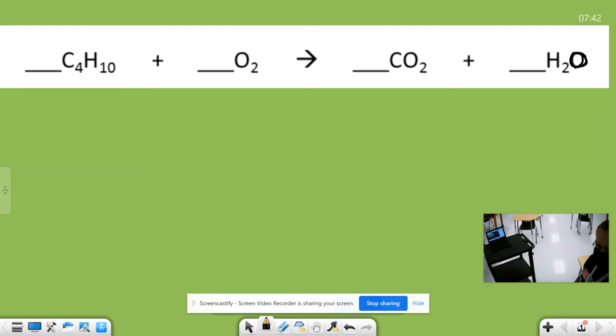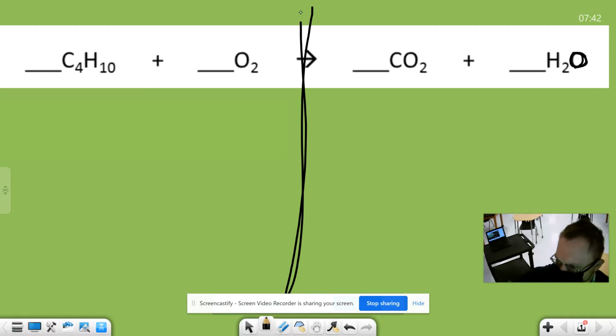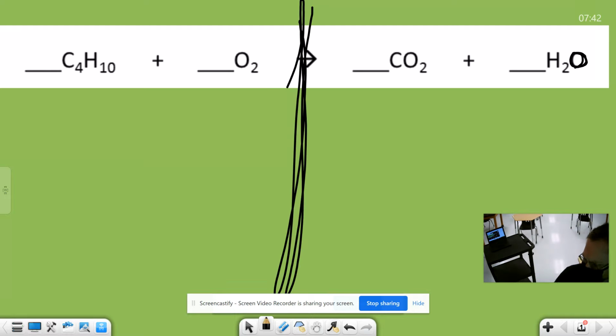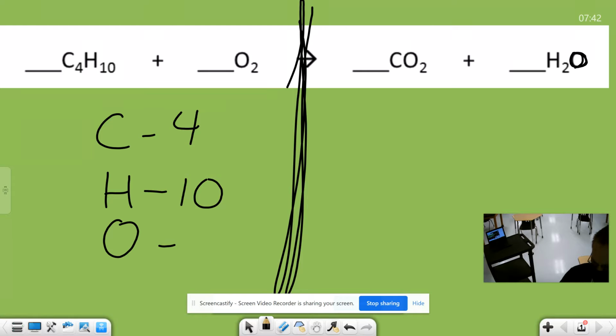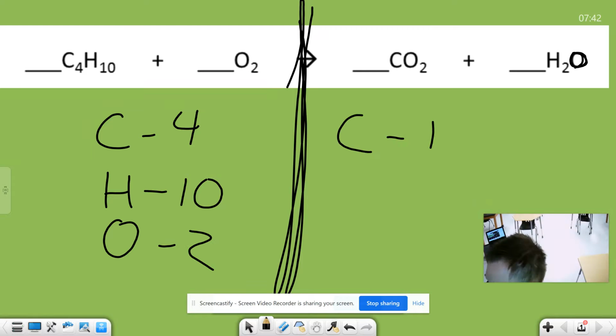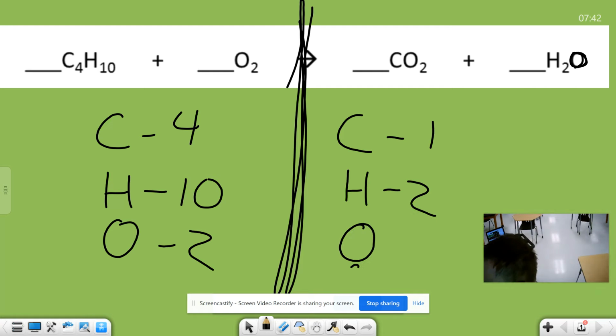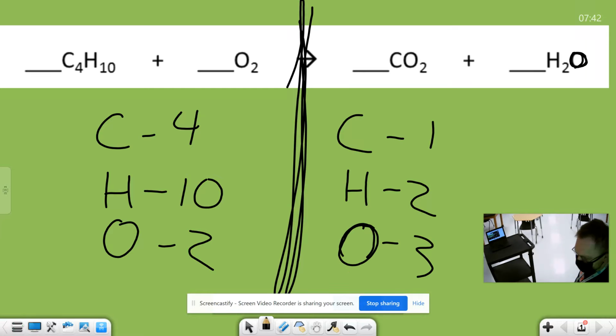All right. So when we're looking at this here, we can see that we have 4 carbons. If we separate this, reactants on the left side, products on the right side here, we see 4 carbons over here, 10 hydrogens over here and 2 oxygens on this side. And we take a look at the other side here. There's 1 carbon, 2 hydrogens, and there are 3 oxygens here. So we can see here that we are not balanced.